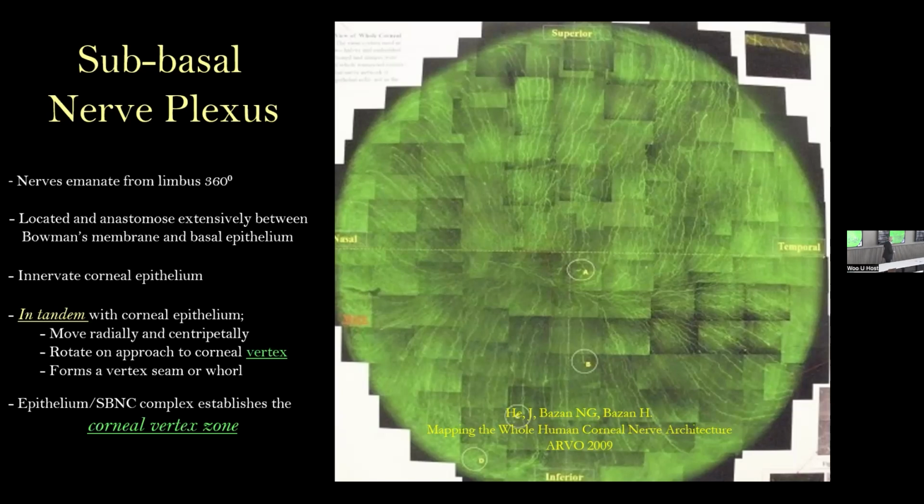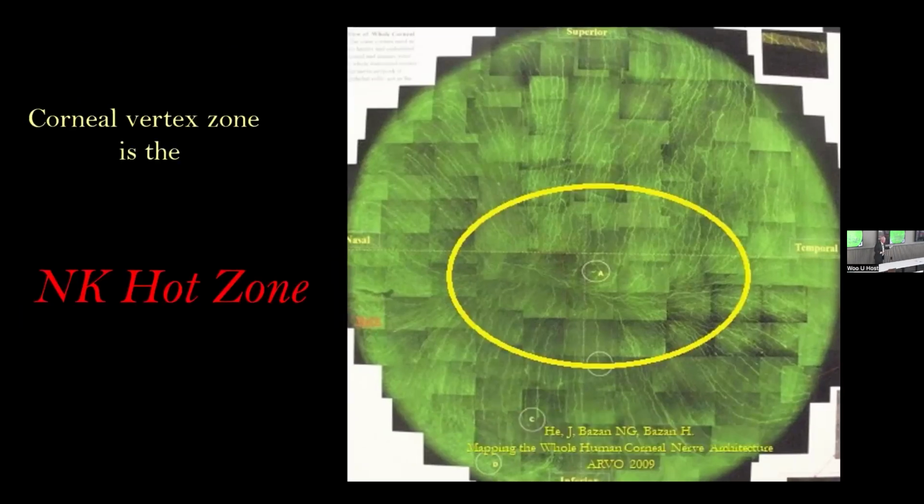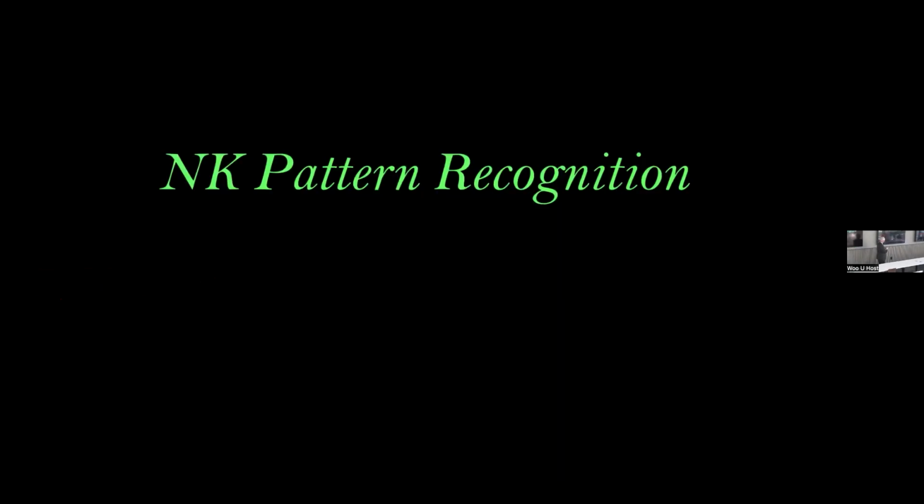And they form ultimately in conjunction with the epithelium, what I call the corneal vertex zone. And this is critical. If you remember only one thing from this whole talk, this is what you remember. This is what I call the NK hot zone. All of NK comes from here. It emanates from this vertex combination of the epithelium and the basal, subbasal nerves. Okay, so let's take a look at some examples.